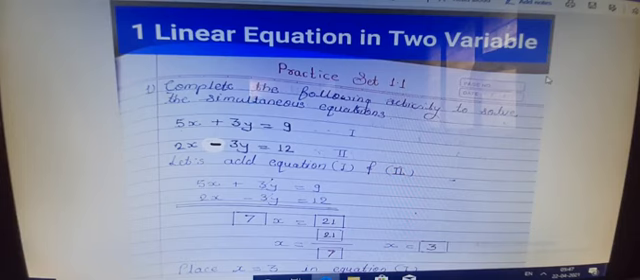Today we are going to solve the equations from the maths first lesson, linear equations in two variables, and now we are going to solve practice set 1.1. Let us start solving the equations.